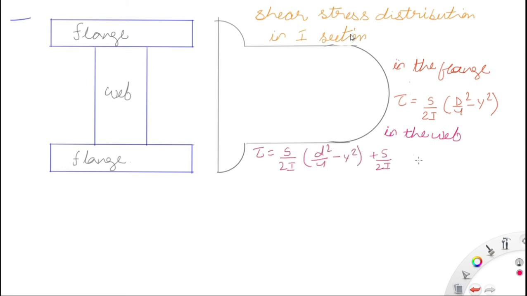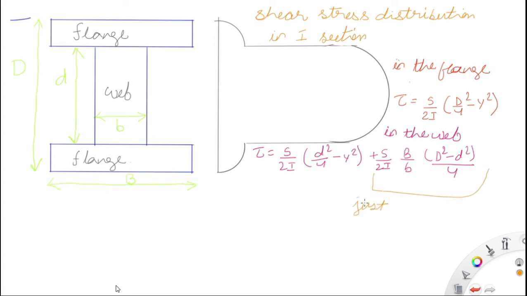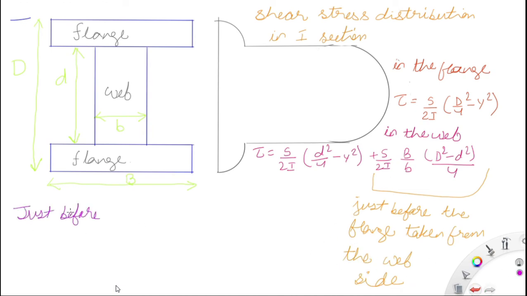So shear stress distribution in the I section. In the flange, we have tau is equal to s by 2i into capital D square by 4 minus y square, and in the web we have tau is equal to s by 2i into small d square by 4 minus y square plus s by 2i into capital B by small b into D square by 4 minus small d square by 4.